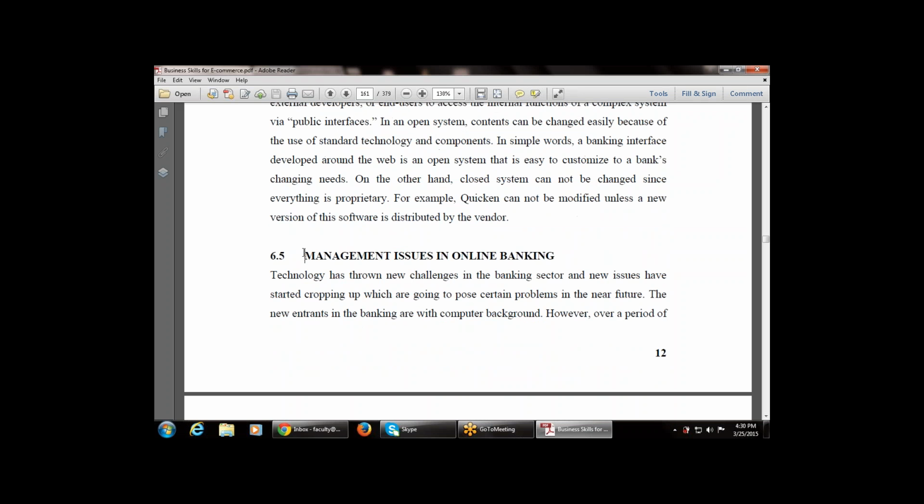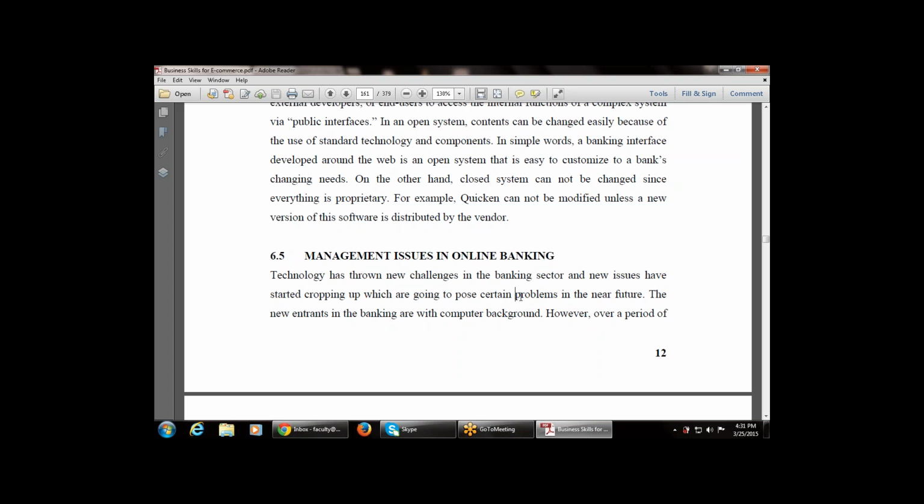Now the next one, today's topic, is management issues in online banking. So let's start with today's session. What are the management issues, or the managerial roles, in online banking? Whenever I do banking online, what are the various issues that come with online banking, or that are kept with the managers, that is, the managerial issues.